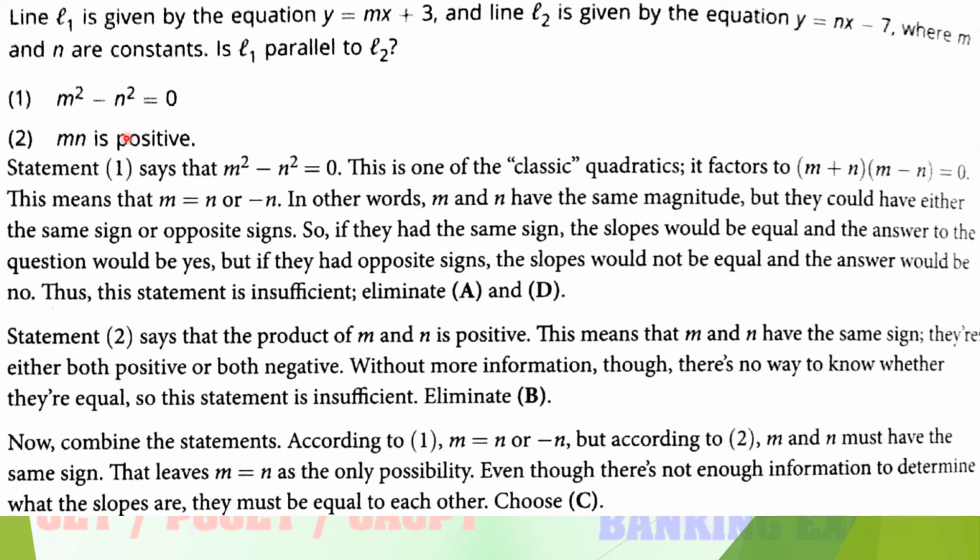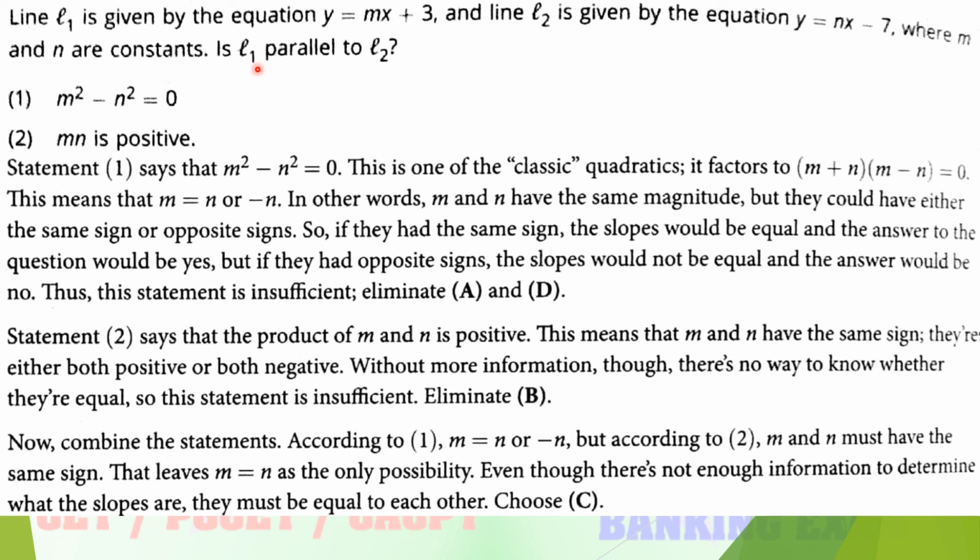So negative values are also coming from the second statement. Two different answers we are getting from the second statement. So from the second statement also it is not possible to find out the answer. Why? Because positive is also coming, negative is also coming. So from the second statement alone, it is not possible to tell whether L1 is parallel to L2.